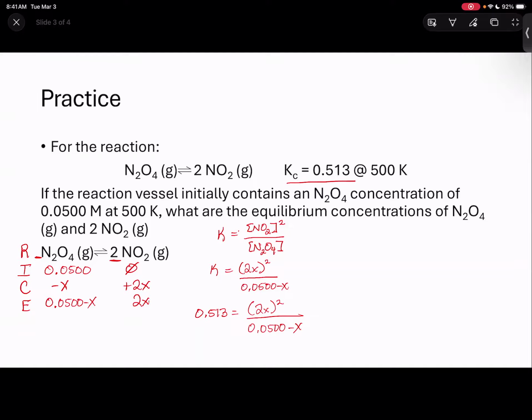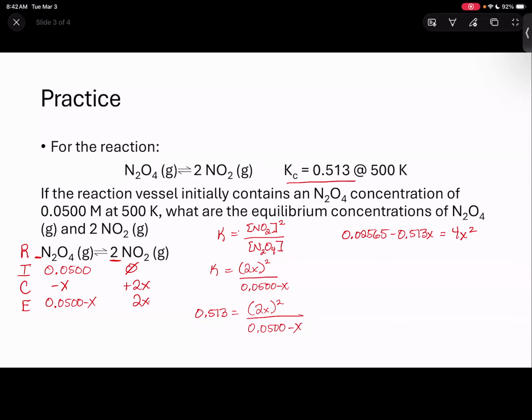We're going to multiply through by the denominator on the right, and you get 0.02565 minus 0.513x is equal to 2x squared, which is 4x squared. As a reminder, if you have a square outside the parentheses, it means you have to square both things inside the parentheses. So you have to square the number as well as the x.